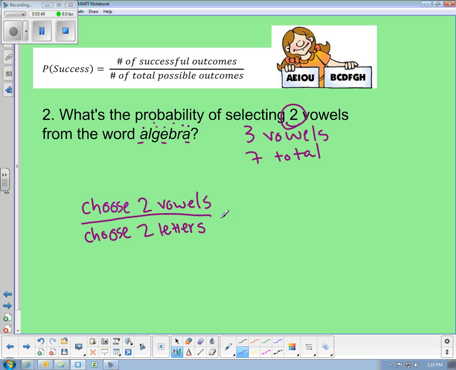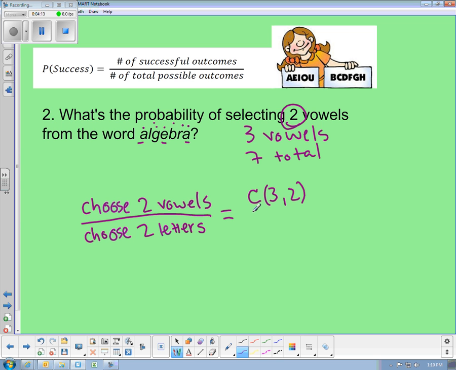Now, since we're picking more than one thing, we have to use a combination. So here, the number of ways of choosing 2 vowels would be the combination of 3 objects, choosing 2 of them, because it says nothing about putting them in order, so we don't need to worry about permutations. We're just doing combinations here.